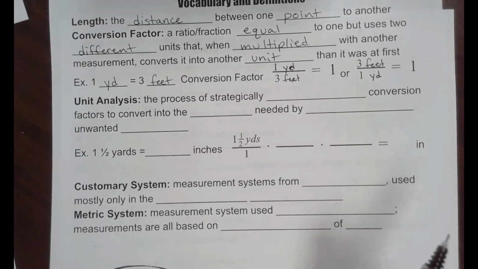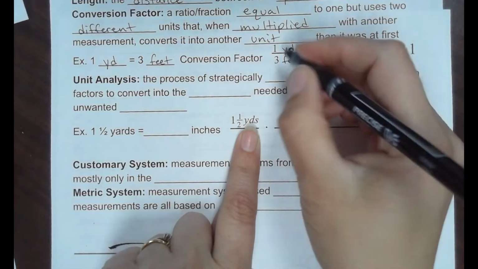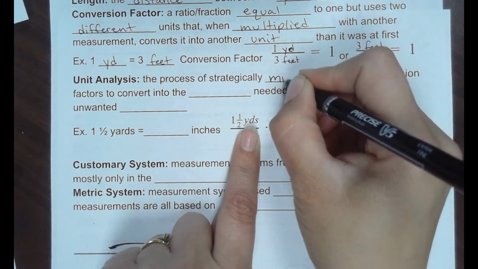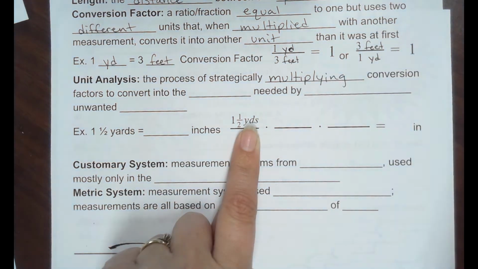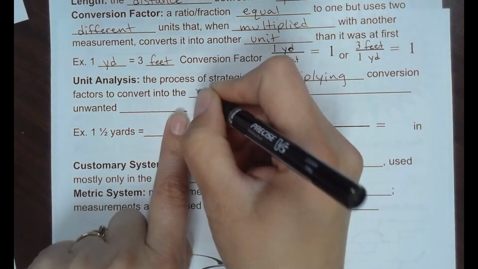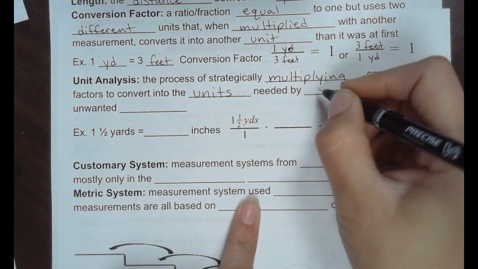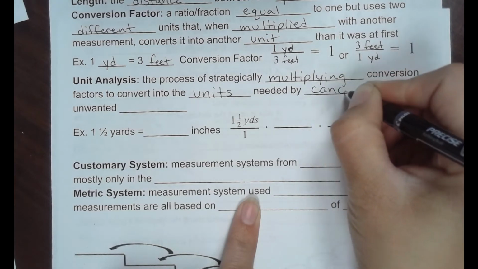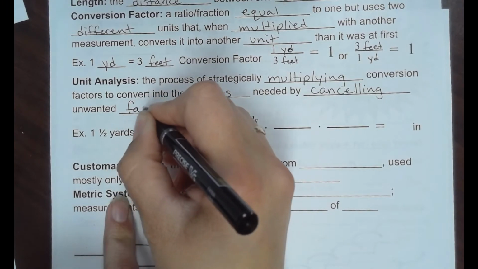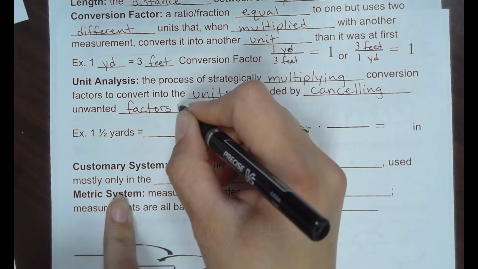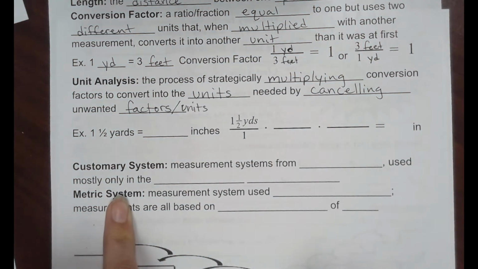Unit analysis is the next one. Unit analysis is the process of strategically multiplying conversion factors to convert into the units needed by canceling unwanted units. Okay, an example here.